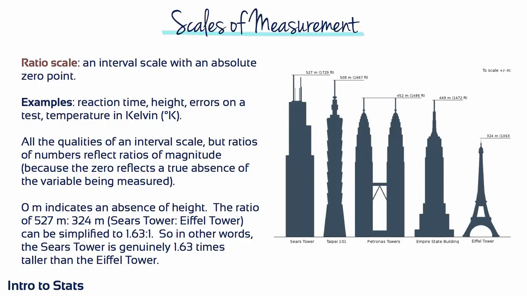A ratio scale is an interval scale with the additional feature of an absolute 0 point. With a ratio scale, ratios of numbers do reflect ratios of magnitude. A ratio scale is anchored by a 0 point that is not arbitrary, but rather is a meaningful value representing none, or a complete absence of the variable being measured.